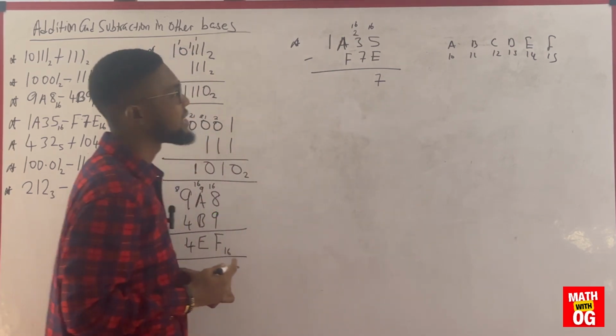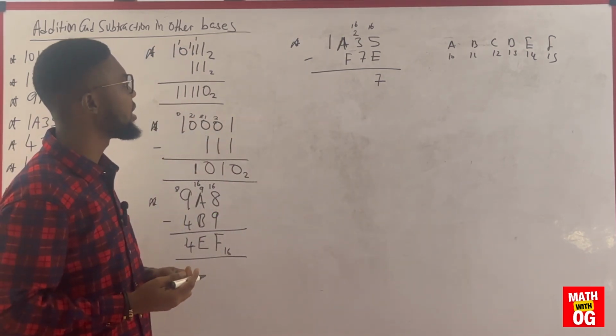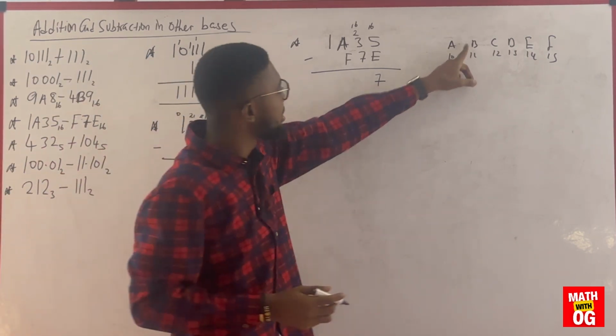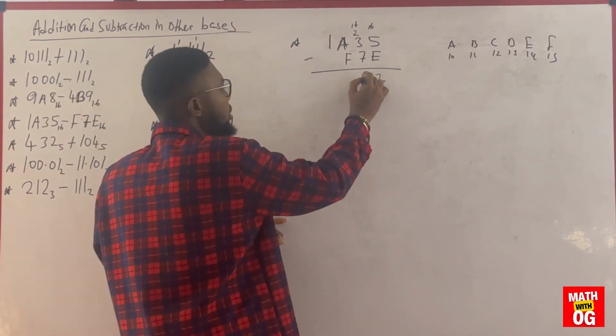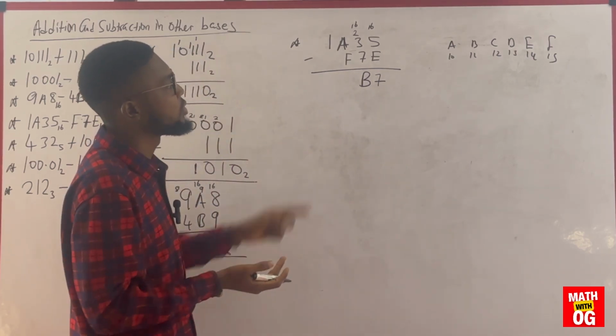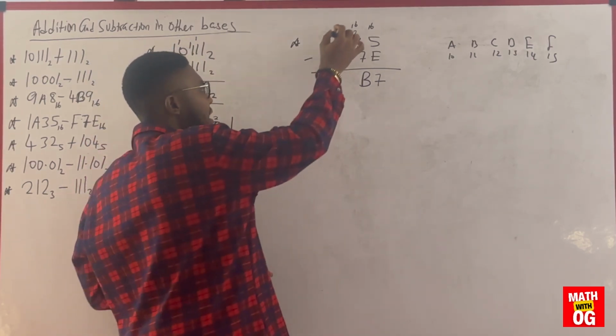16 plus 2 is 18. 18 minus 7 should give us 11. And 11 in base 16 is B. So this should be B. This was formerly A. Borrowed 1 from there. So that place should now be 9.